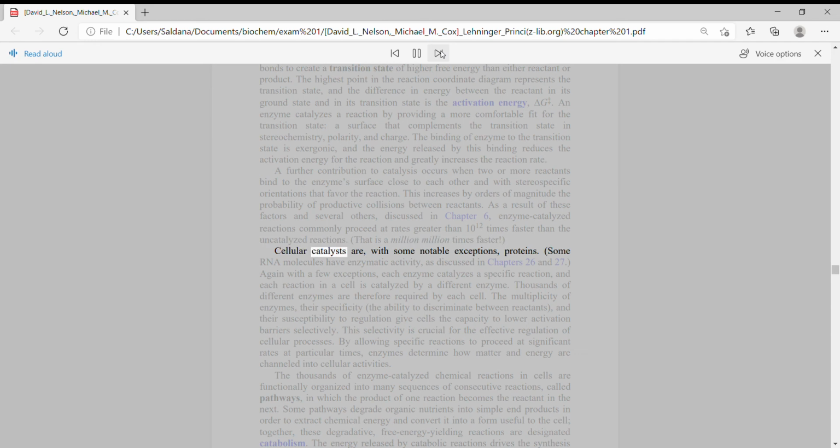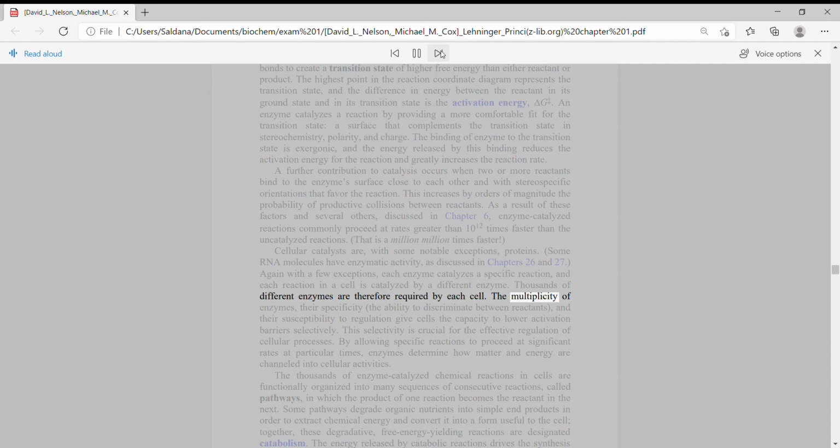Cellular catalysts are, with some notable exceptions, proteins. Some RNA molecules have enzymatic activity, as discussed in Chapters 26 and 27. Again, with a few exceptions, each enzyme catalyzes a specific reaction, and each reaction in a cell is catalyzed by a different enzyme. Thousands of different enzymes are therefore required by each cell.